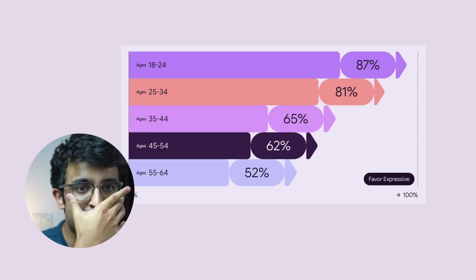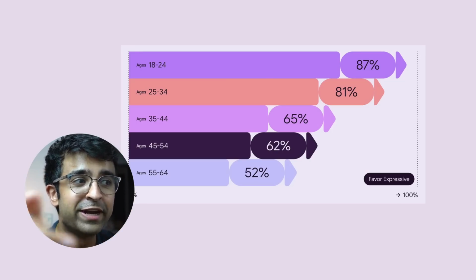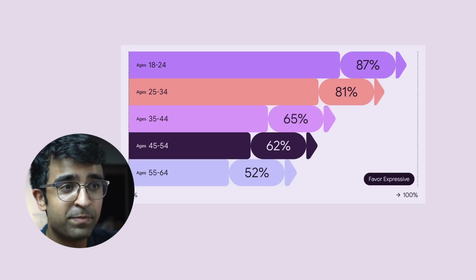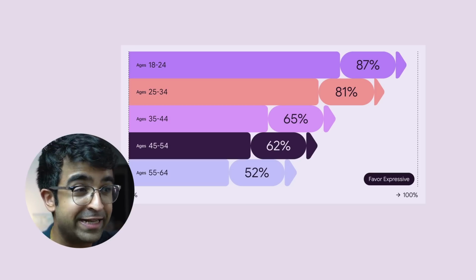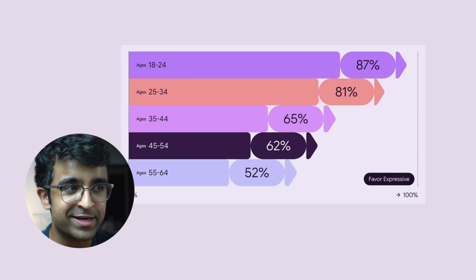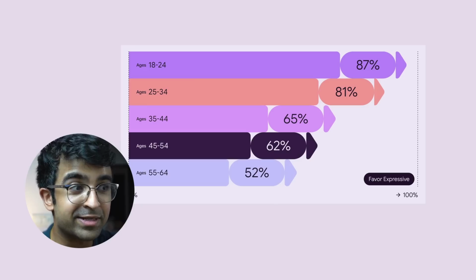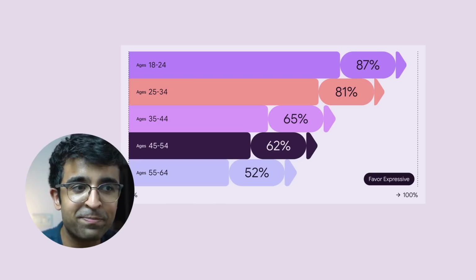Alright, so this is something else that they've taken up. The expressiveness of different age groups. Interesting analogy. People in the younger age group from early adulthood, 18 to 24, are 87% expressive. 25-34 people get boring. A little more boring than youngsters. 25-34, that's my age range. So, wow, okay, I'm 81% expressive.